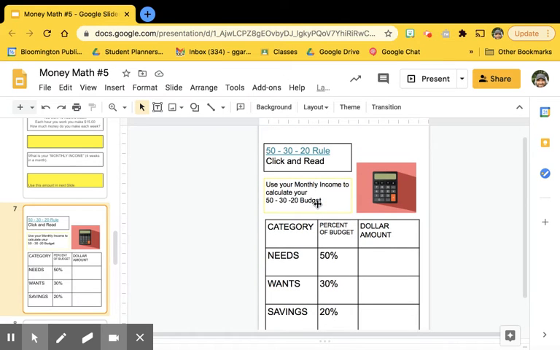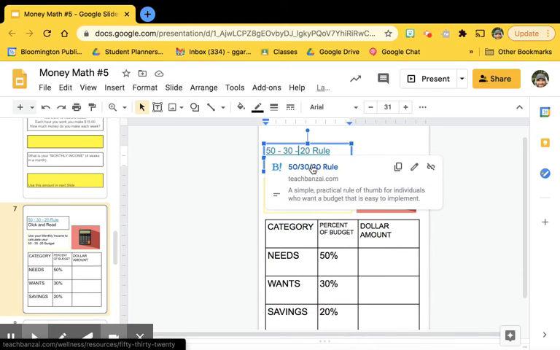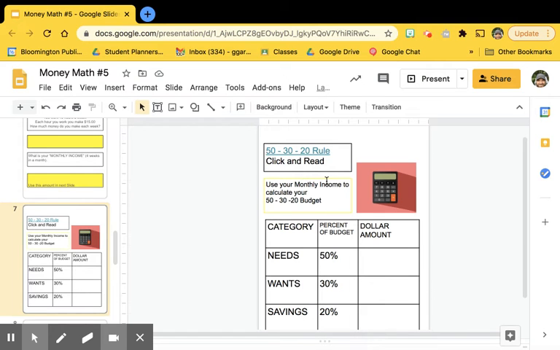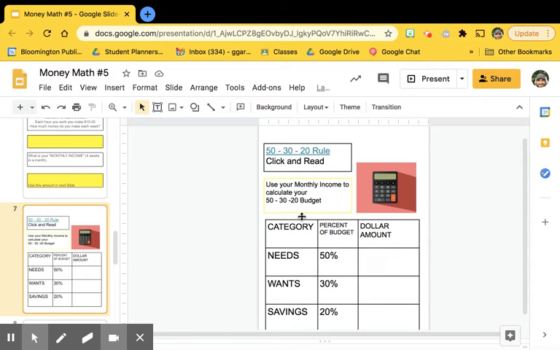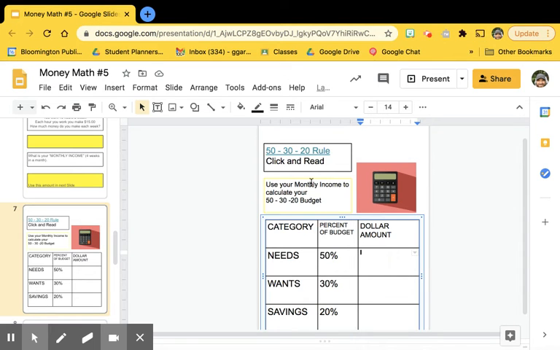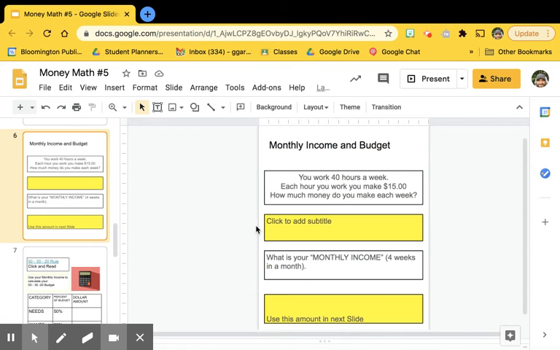On the 7th slide, and there are 10 slides, you're going to read a short article about the 50-30-20 rule. These are percentages, 50, 30, 20. If you add those up, you get 100. You're going to use your monthly income that you calculated here to figure out your dollar amounts for needs, wants, and savings. You're going to put in a dollar amount here. Use your monthly income to calculate your 50-30-20 budget. That is right here.